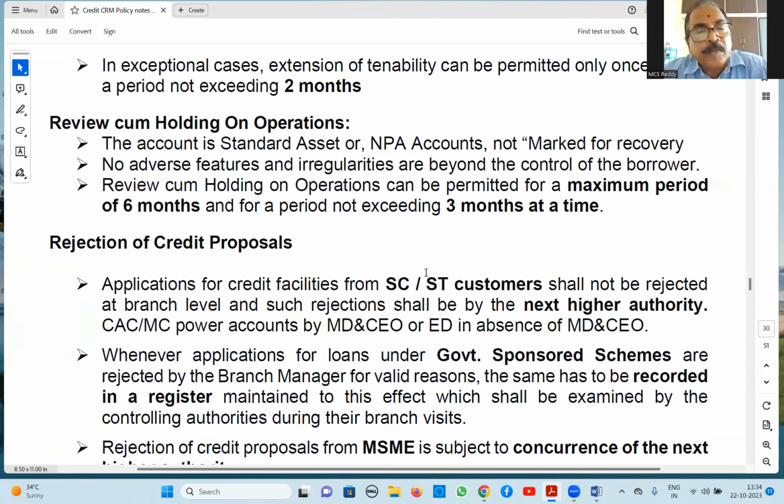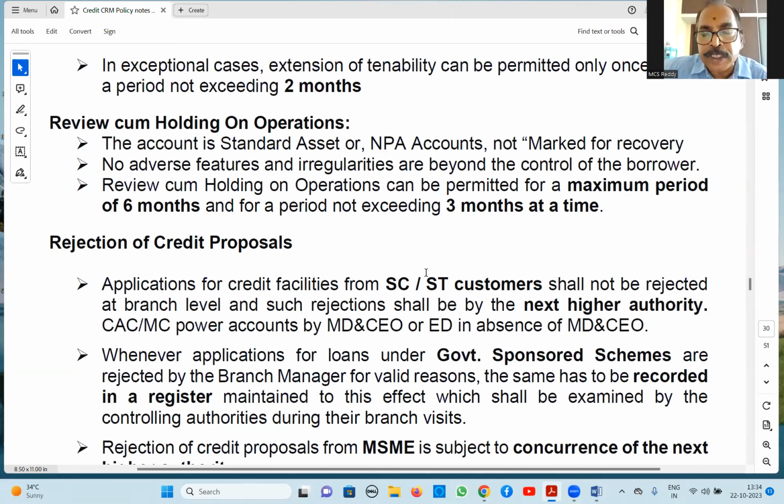Holding on operations is for cases where they are not submitting balance sheet in time, there are no adverse features, and irregularities are beyond the control of the borrower. In such cases, holding on operations can be permitted. Here also the maximum period is 6 months, and at a time 3 months can be permitted. Another 3 months will be extended.